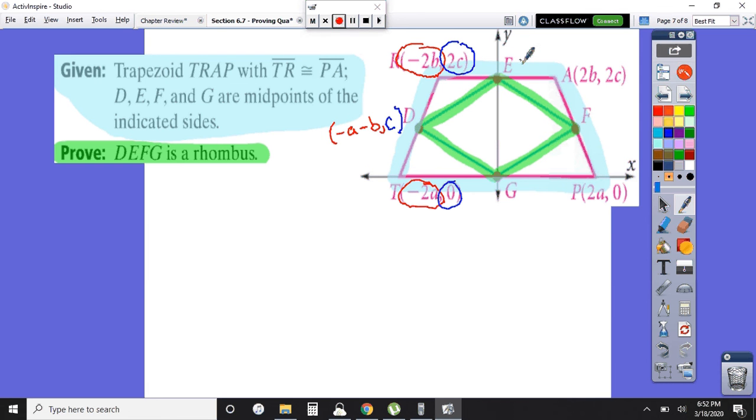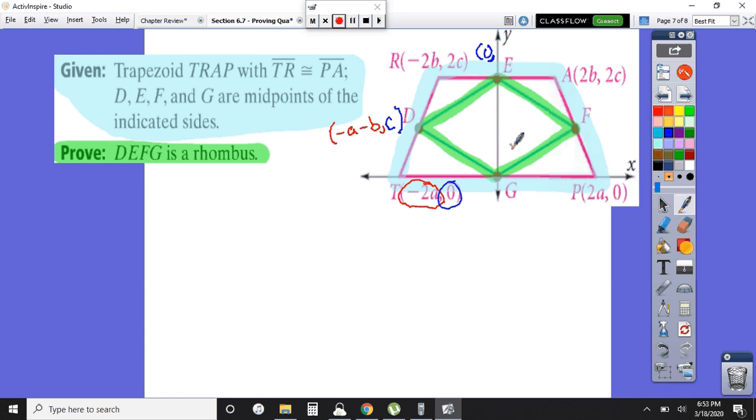Now, point E up here. Let me erase some stuff here first. Now notice that E is right on the y-axis here. And so if E is on the y-axis, then it has an x coordinate of 0. And we could also see that if we took the average of negative 2b and positive 2b. If I add those together, I'm going to get 0, and 0 divided by 2 is 0. So E has an x coordinate of 0.